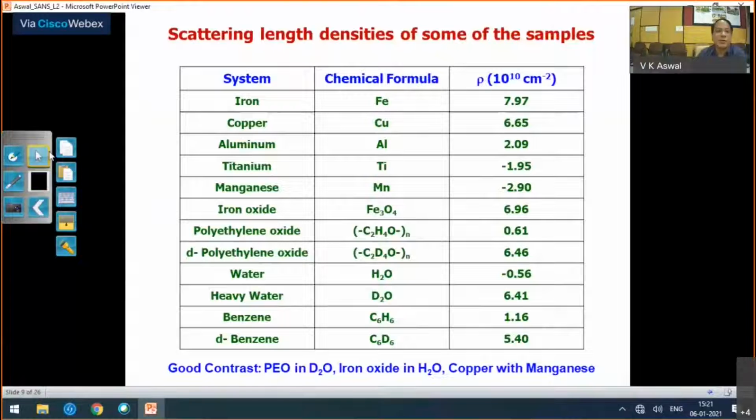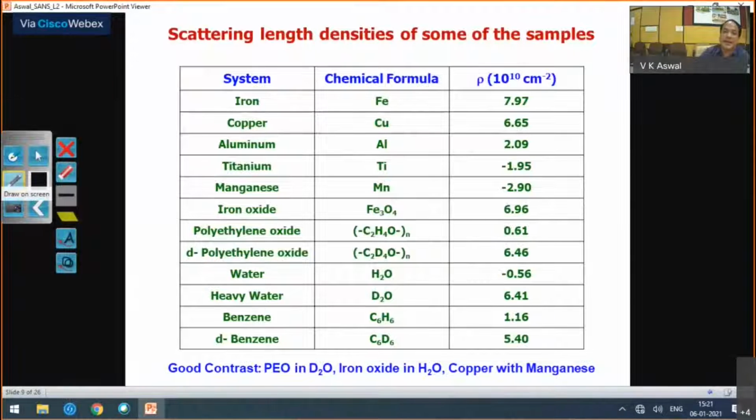So what this slide shows is the scattering length density calculation for some of the systems. For iron, for example, it's very high, 7.97. Copper again quite high. Aluminium is on the lower side. Titanium is negative. Manganese minus 2.90. Iron oxide again very high, 6.97.